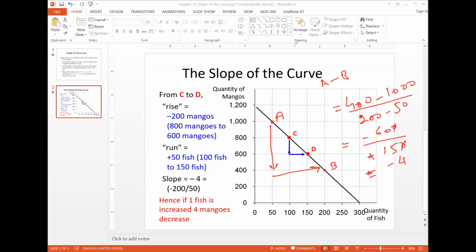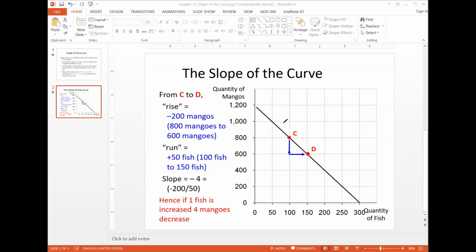Now let's do an opposite example. What we can do is, let's say it is A and D. So rather than going from A to D, we are going from D to A. So from D to A. Let me label it like this, D to A.